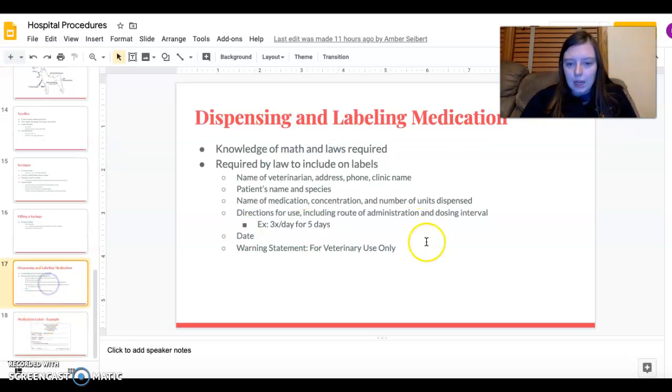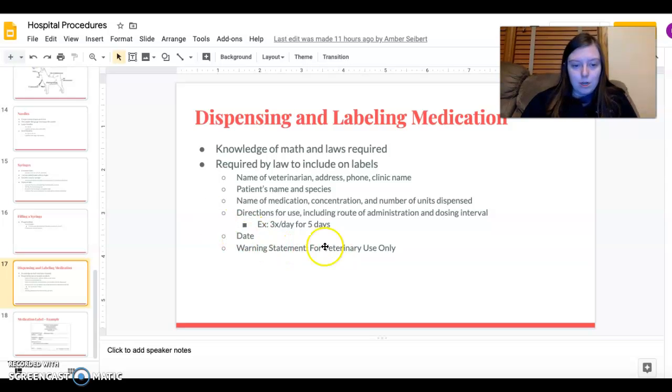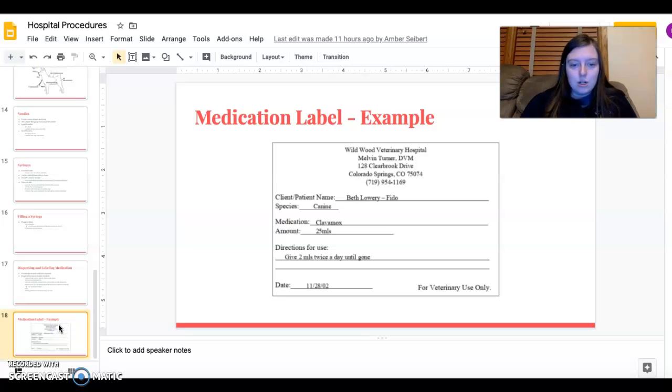And the dosing interval, so how much you're going to give them. So an example of this is going to be 3 times for 5 days, the date or the expiration, and a warning statement for veterinary use. This is just an image of what a label might look like, so you guys have that.